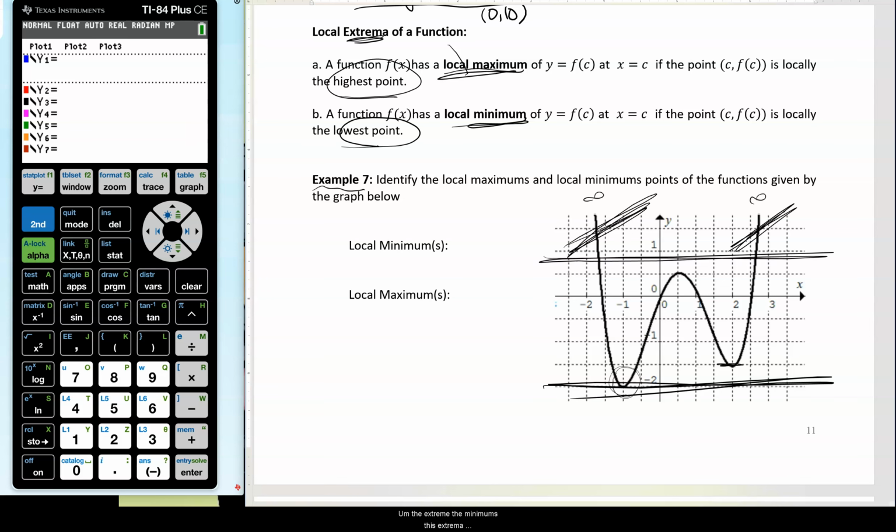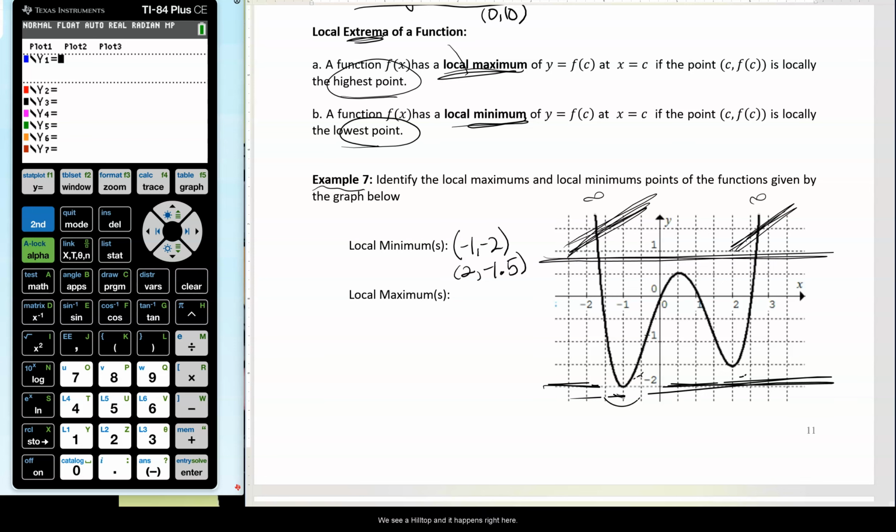The minimums, this extrema happens at -1, -2, and there's another minimum at 2, -1.5. So those are our valleys, so to speak, the low parts of our graph. And then to get the maximums, or local maximums, I should say.